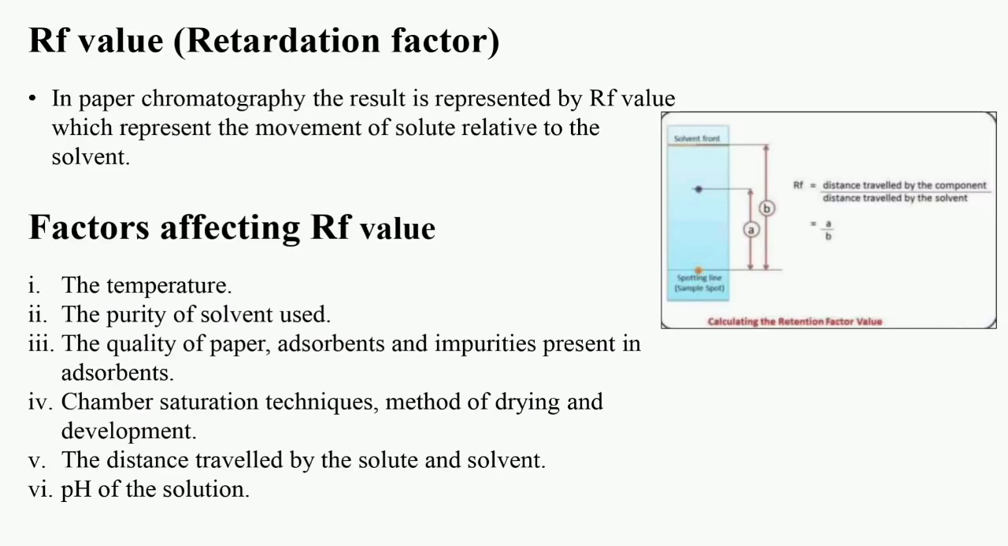Rf value, retardation factor. In paper chromatography the result is represented by Rf value which represents the movement of solute relative to the solvent. Factors affecting Rf value. The temperature. The purity of solvent used. The quality of paper, adsorbents and impurities present in adsorbents. Chamber saturation techniques, method of drying and development. The distance traveled by the solute and solvent.